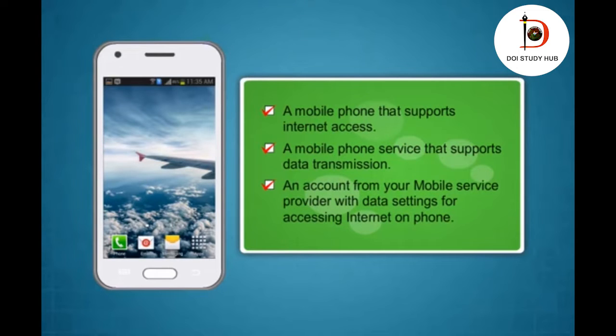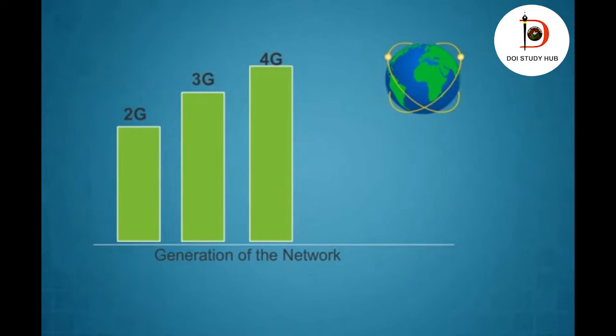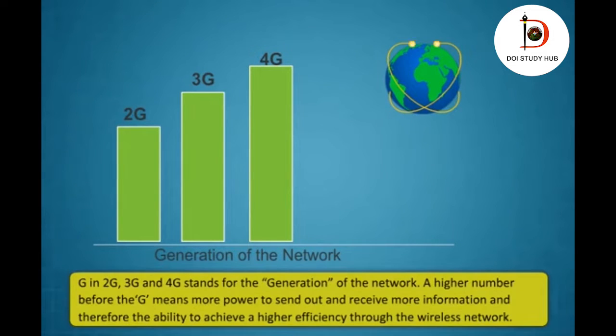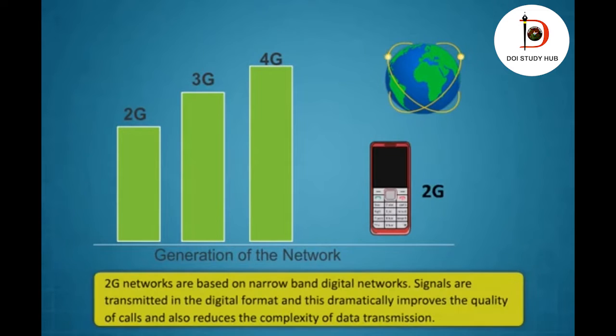Some of my friends have internet facility in their mobile phones. How can someone get the internet in a mobile phone, Didi? To access the Internet on your mobile phone, you need these things: a mobile phone that supports Internet access, a mobile phone service that supports data transmission, an account from your mobile service provider with data settings for accessing Internet on phone. Using Internet by 2G, 3G and 4G network.